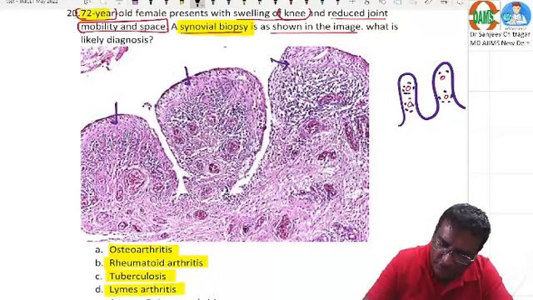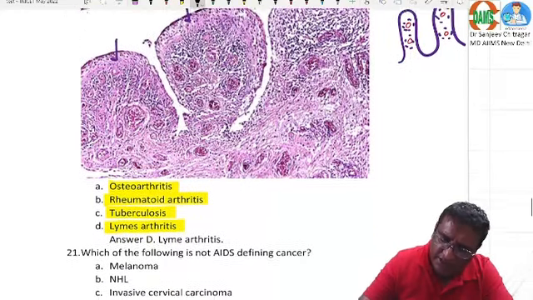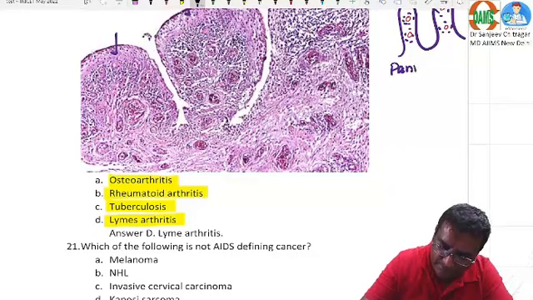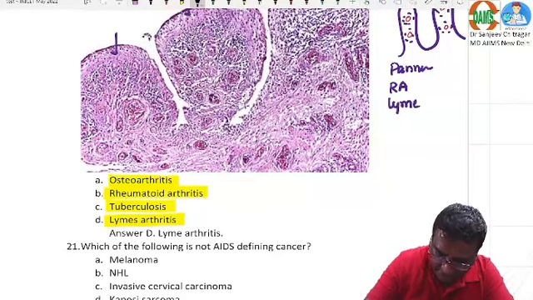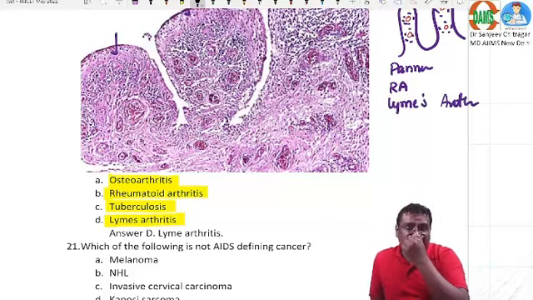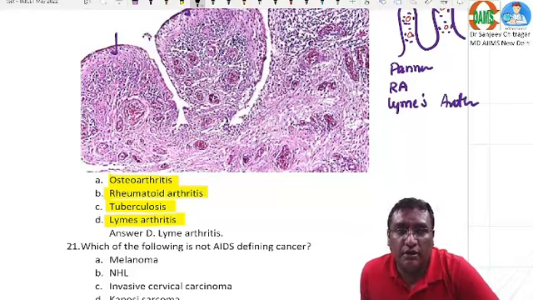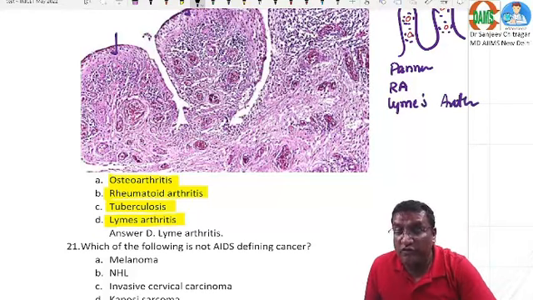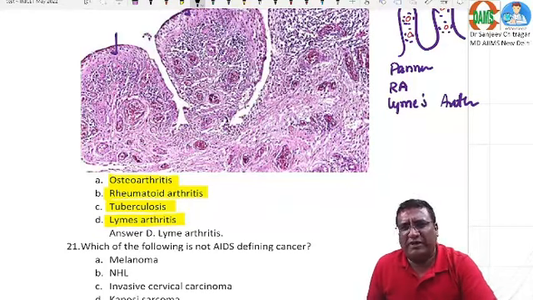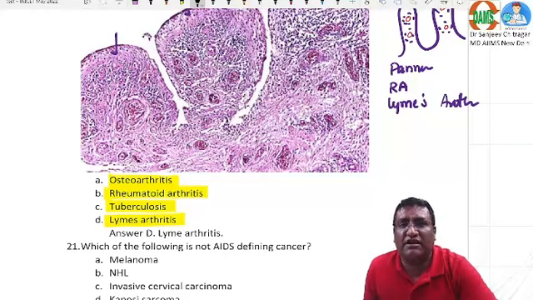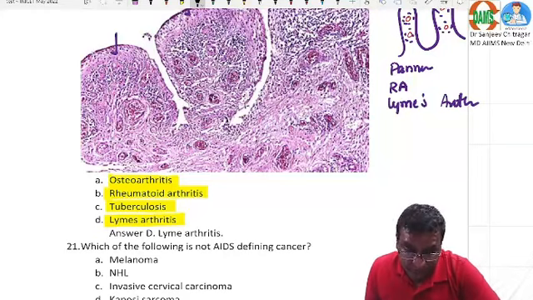Pannus formation we call this, and this pannus can be seen in rheumatoid arthritis and Lyme's arthritis. Lyme's is a tick-borne disease, infection by Borrelia burgdorferi, right? So which is an infectious condition. See, very important, if a single joint is involved, start suspecting more of infectious rather than the systemic diseases like rheumatoid.